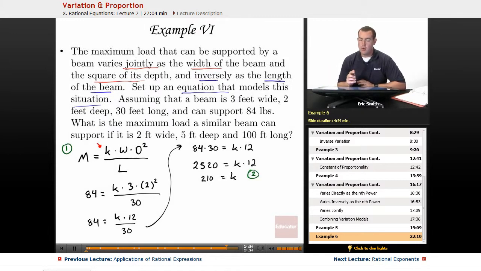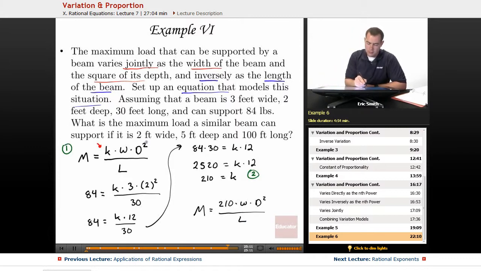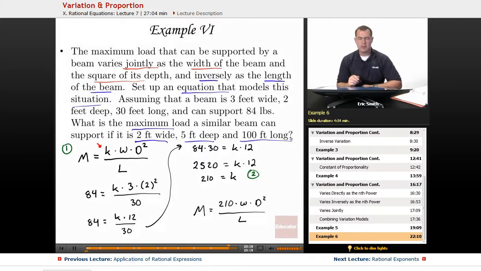Now that I have that, I can go back to the original formula. So M equals 210W times D squared all over L. Now we'll use this new formula to figure out some new information. We'll look at it for the other beam where we're looking for its maximum load if we know its width, its depth, and its length. So let's give that a try.